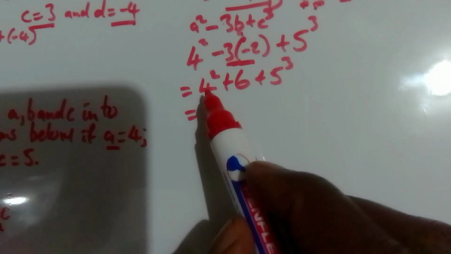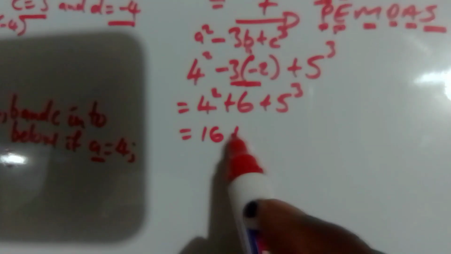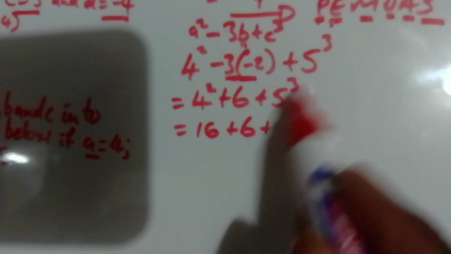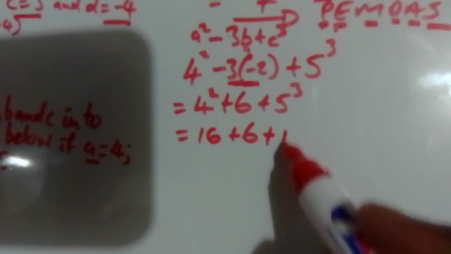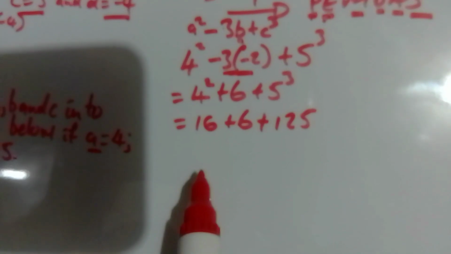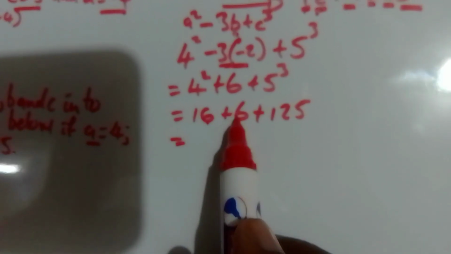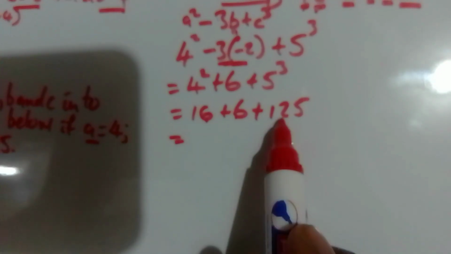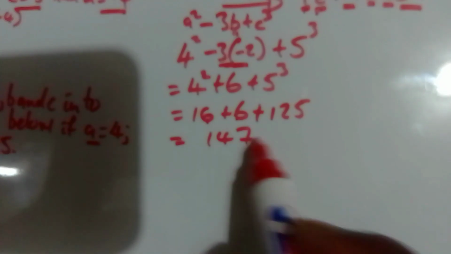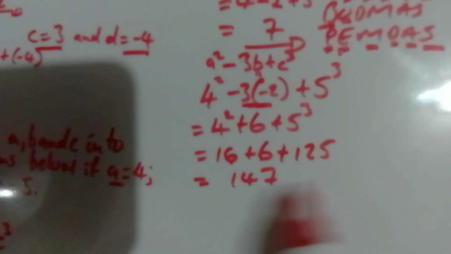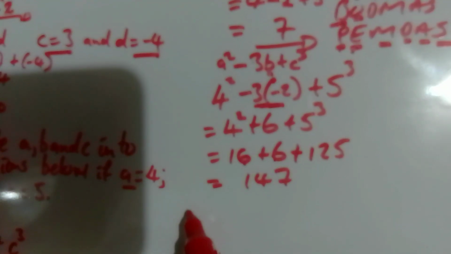So here now I go and I calculate. 4 squared gives me 16, plus 6, plus 5 to the power 3, I get 125, because 5 by 5 is 25, 25 by 5 is 125. Now I say 16 plus 6, I get 22, and 22 plus 125 is 147. So my final answer is equal to 147. All right, done.